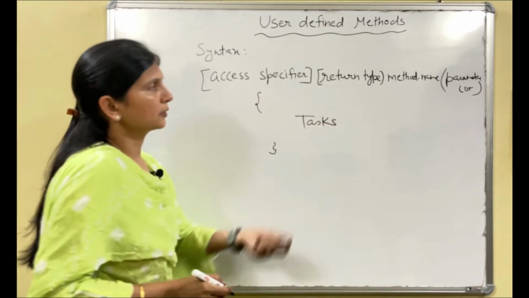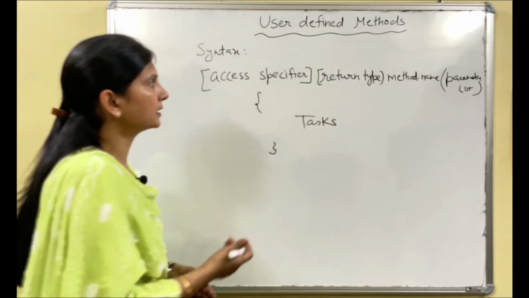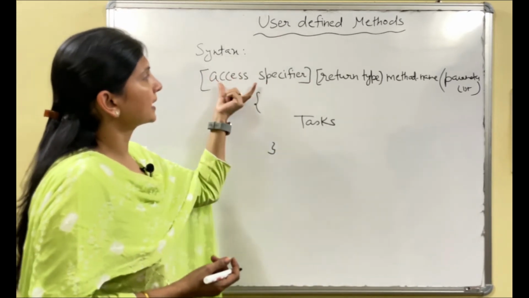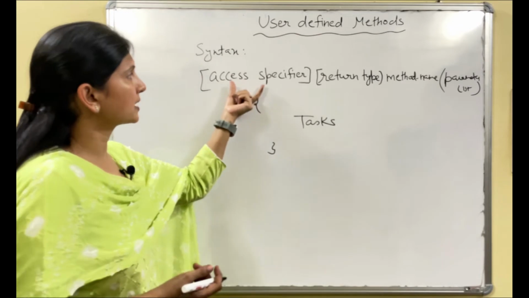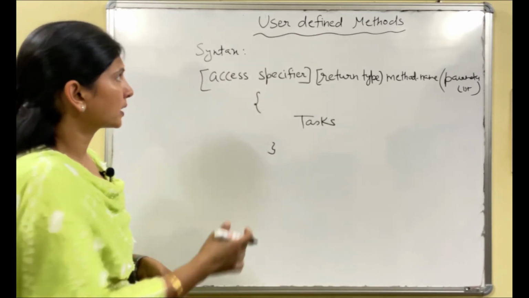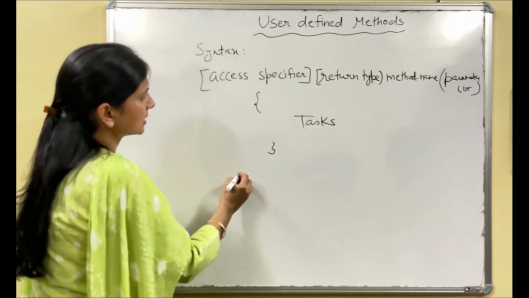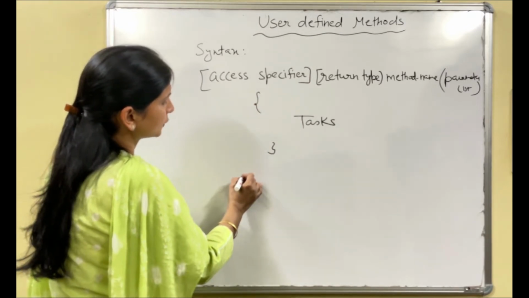Fine. Here we write the task to be done or the set of statements. Now we will understand each word one by one. So first is access specifier. If I want to write the function, this is the syntax. So how will I write the code for this?